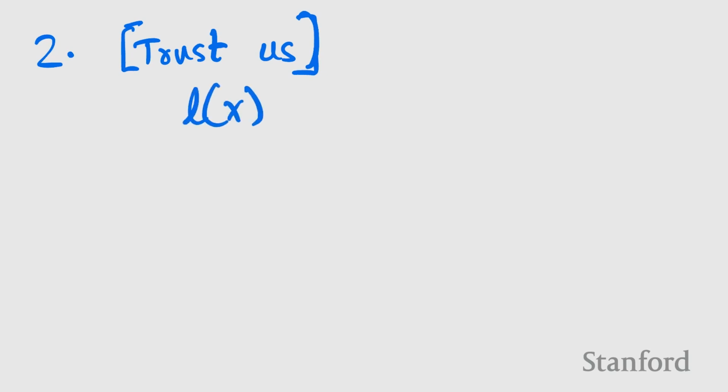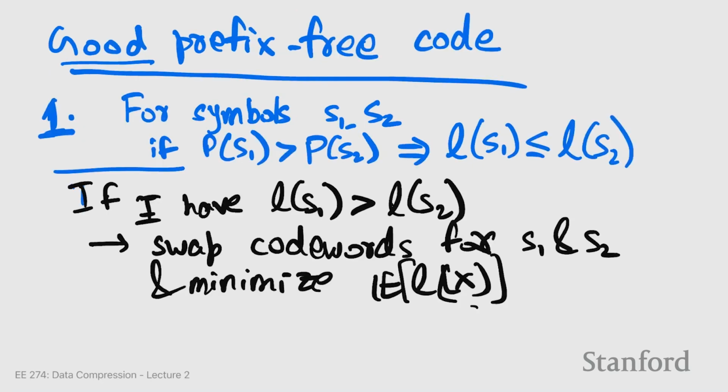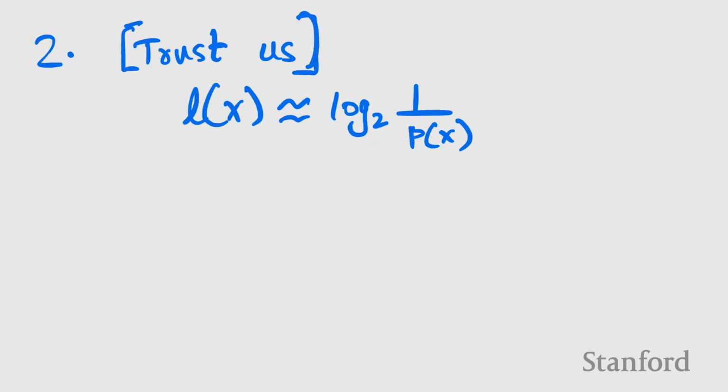The property is that the length of a symbol x should be roughly log base 2 of 1 over the probability of x. Right, so this is in a way stronger than the previous one. The previous one was a more qualitative thing where if probability is higher, then length should be smaller. This is saying that if your probability is p, then your length should be log base 2 of 1 over p. This is like the negative log likelihood term you might have seen in other places.